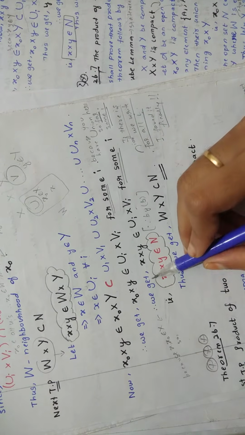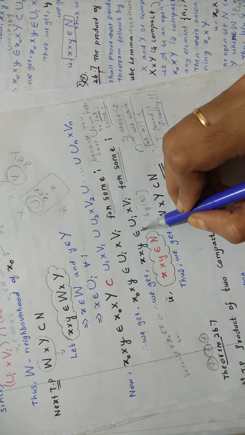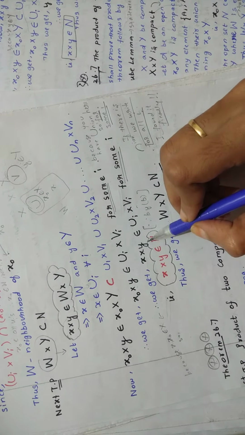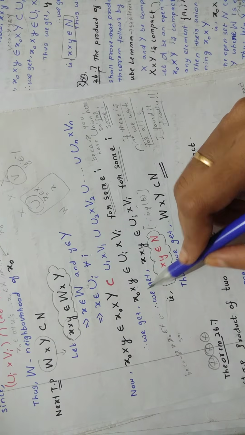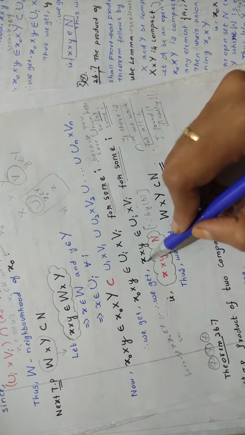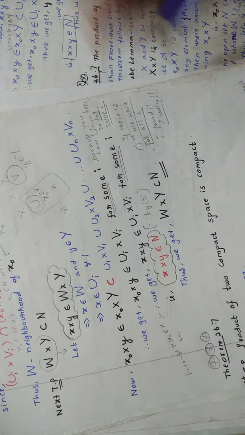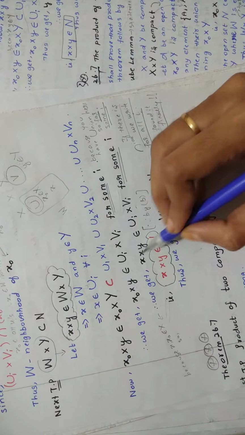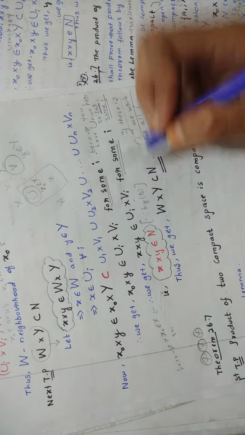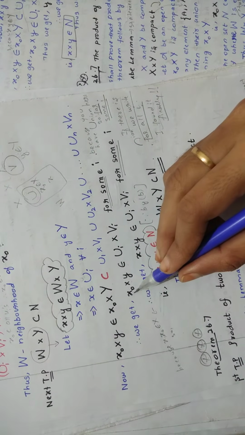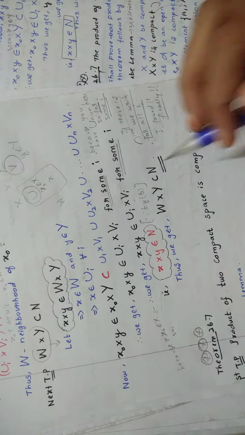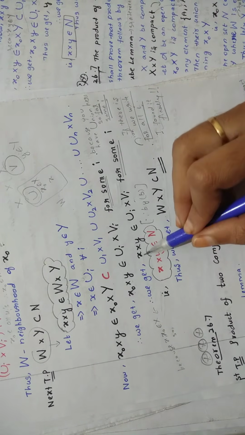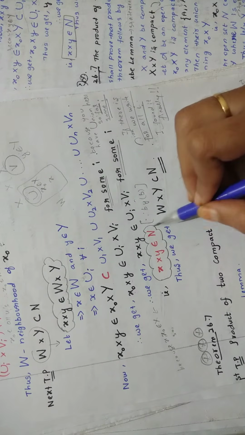Then therefore we get x cross y belongs to, instead of x naught cross y you put x cross y, because x naught belongs to capital X, and this x also belongs to capital X. So instead of x naught you put x. Okay, x cross y belongs to U_i cross V_i, the same step, the only difference is that in place of x naught you put x. And next, in the next step, you are getting x cross y belongs to N. Why?